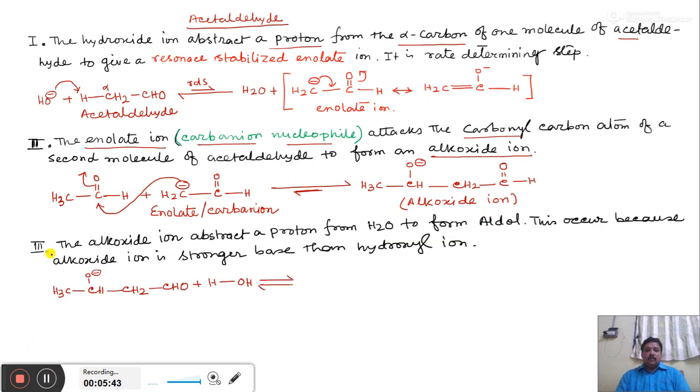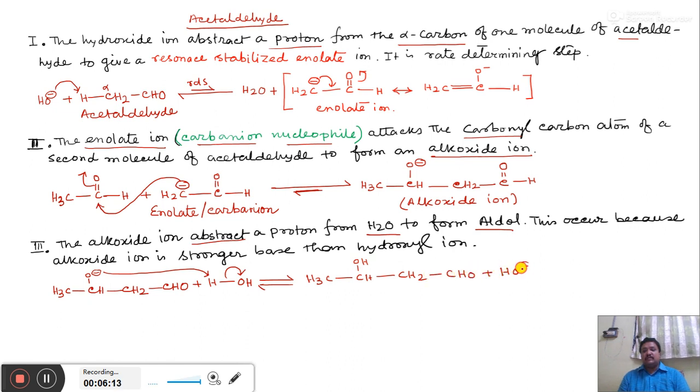In third step, the alkoxide ion abstracts a proton from an H2O molecule to form aldol. Now this alkoxide ion O minus attacks the H plus of water to form hydroxyl anion and aldol. The structure of aldol is H3C single bond CHOH single bond CH2 single bond CHO, plus hydroxyl anion HO minus. Those are the products. This is the mechanism of how acetaldehyde can form aldol.